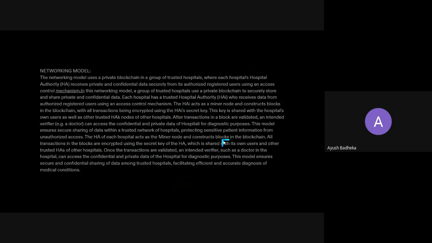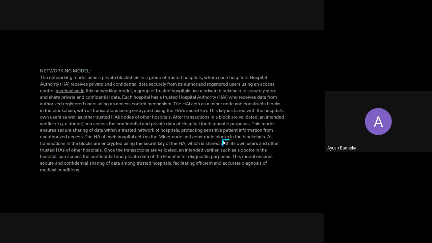And then in the networking model, a group of trusted hospitals uses a private blockchain to securely store and share private and confidential data. Like if a hospital has different organizations which are working, one is working on eye care, the other one is working on kidney dialysis and so on. So the data can be used within that particular organization and be sent within the sub organization with no problems, and the data is private and confidential.